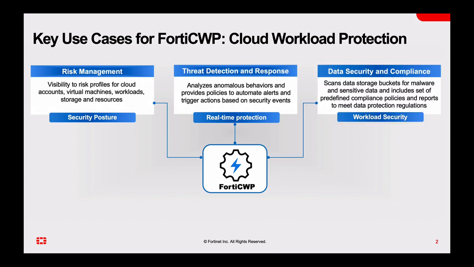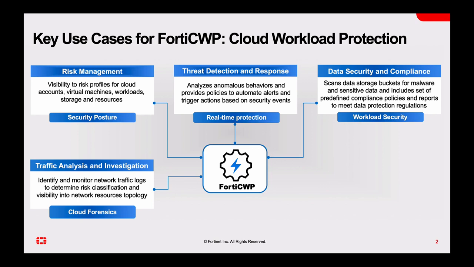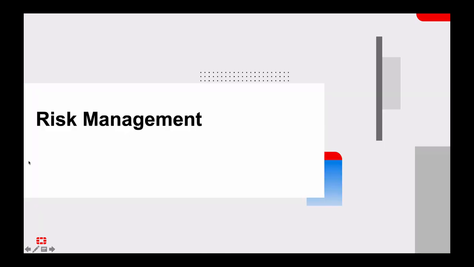Data security and compliance, which scans your data storage buckets for malware and sensitive data, which includes sets of predefined compliance policies and reports to meet data protection regulations. And lastly, traffic analysis and investigation, which identifies and monitors network traffic logs to determine risk classification and visibility into network resources and topology. Let's look at the AWS account that currently has some medium risk.